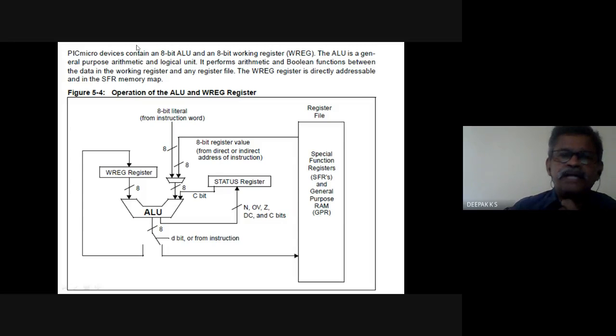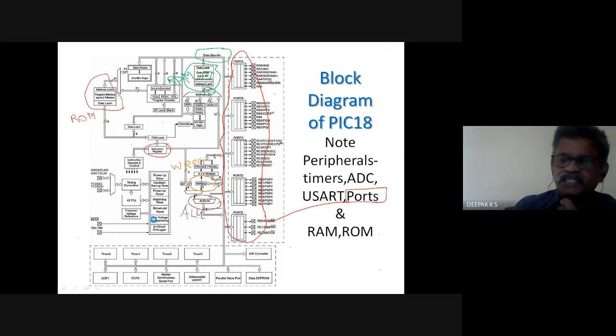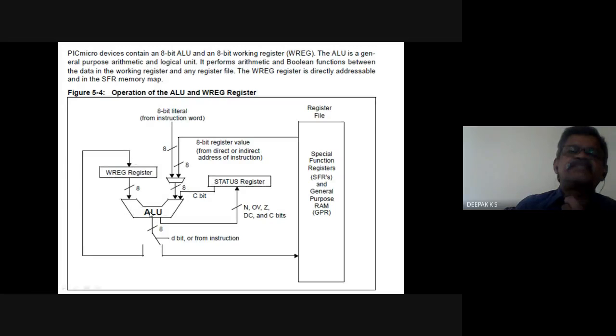So PIC microdevices contain an 8 bit ALU. So everything in the ALU is 8 bit, and the 8 bit working register. The working register is also 8 bit. The ALU is a general purpose arithmetic logic unit. It performs arithmetic and Boolean functions between the data in the working register and any register file. The working register is directly accessible.